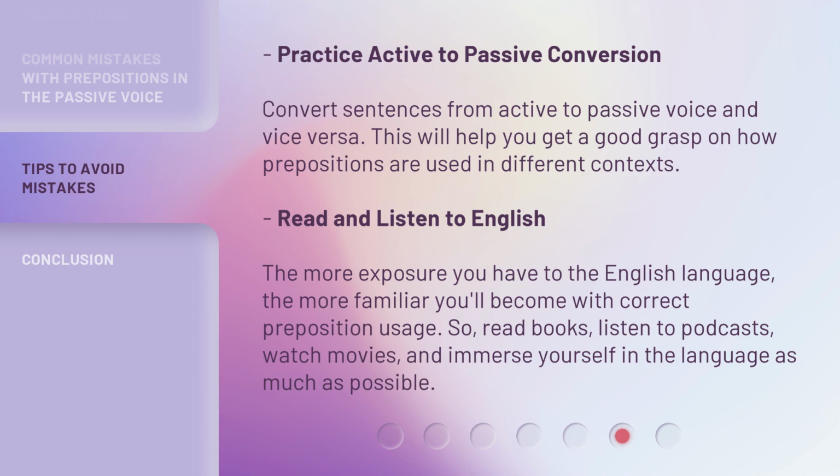3. Read and listen to English. The more exposure you have to the English language, the more familiar you'll become with correct preposition usage. So, read books, listen to podcasts, watch movies, and immerse yourself in the language as much as possible.